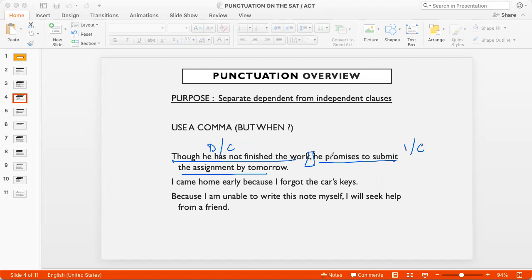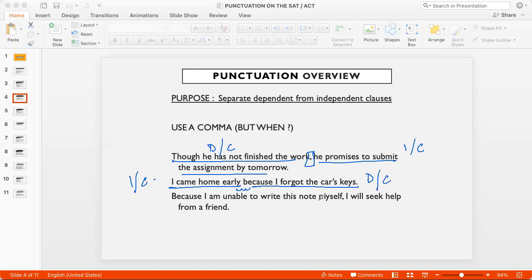But let's say the chronology was reversed, and I put the independent clause first and the dependent clause next. Then I would not need a comma, right? I came home early. This is the independent clause because I forgot my car's keys. This is the dependent clause, and you don't see a comma here, right? So when the independent comes first in a sentence, followed by a dependent clause, do not use a comma between them.